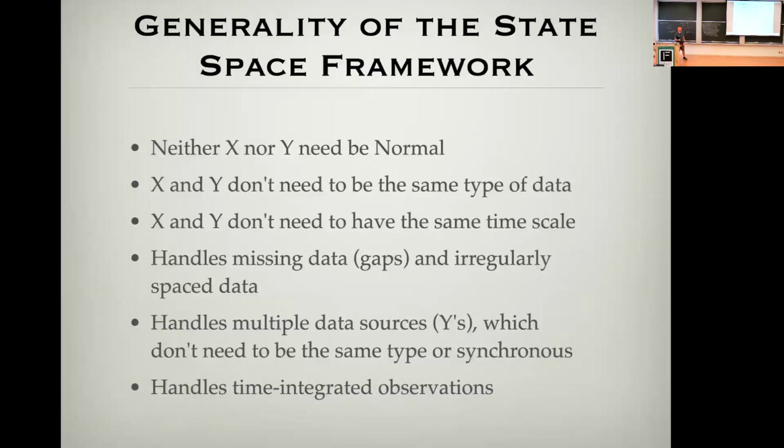In terms of generality, X and Y don't need to be normal. They don't need to be the same type of data. They don't have to have the same time scale. It handles missing data and irregularly spaced data easily. So if the measurement frequency isn't fixed, a state-space model doesn't care. Multiple sources of data: if I have multiple types of observations, I can fuse them within state-space models because they have the same latent X, but different observation error models. And you can handle time-integrated observations as well, by relating, say, the mean or sum of multiple latent X's to one observed Y.